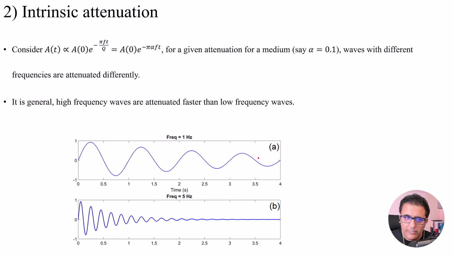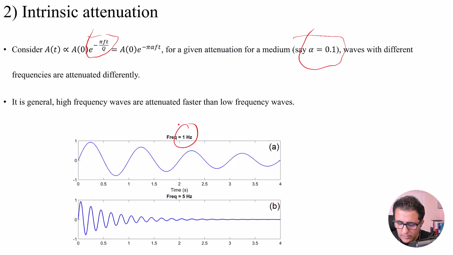So here, let me give you some interesting observation. As you see, this equation shows that when we talk about intrinsic absorption, the frequency matters. And in order to better explain this situation, consider that for a medium, alpha is equal to 0.1, or the quality factor is 10. And now I assume two different signals. One of them with the frequency of 1 Hertz and another with the frequency of 5 Hertz.